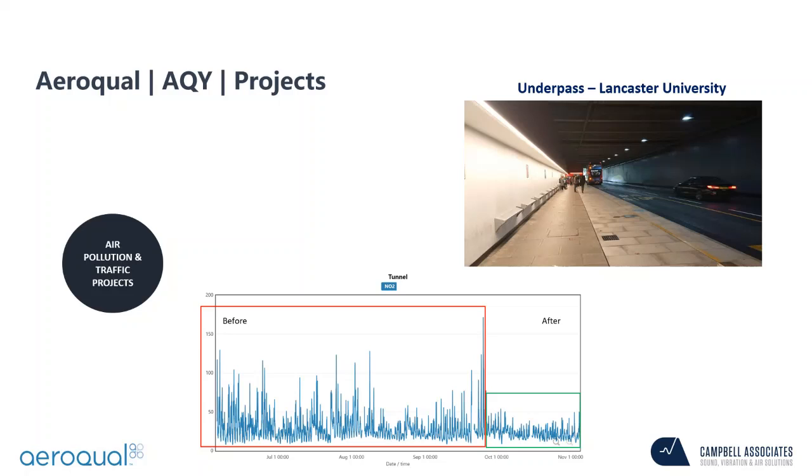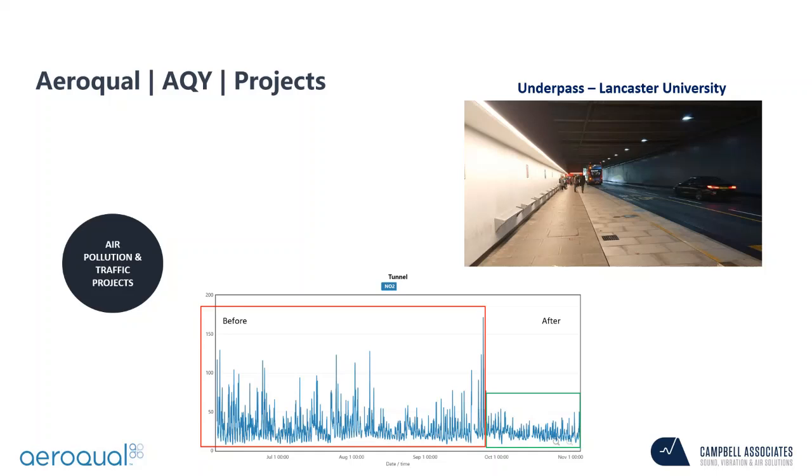Here, our customer decided to deploy the AQY for 5 months. They evaluated the levels for 4 months. You can see in this chart, in this before period, that the levels were reaching 100 micrograms per cubic meter on many days, sometimes almost 150. So during these 4 months, they identified that yes, air quality was a problem. The air pollution actually was a problem in this tunnel.